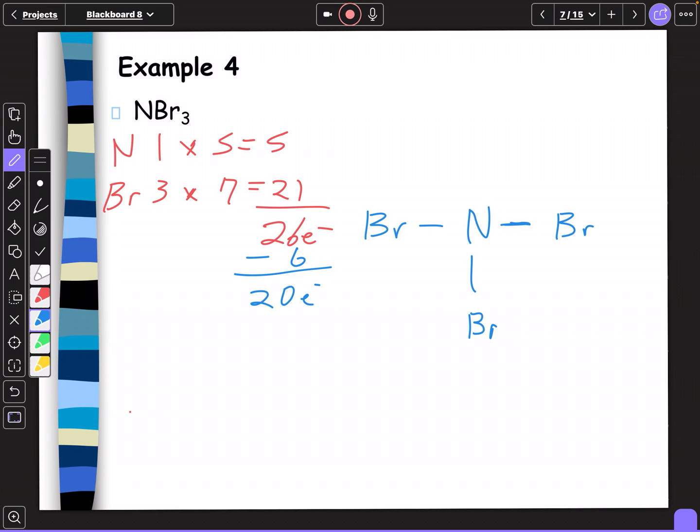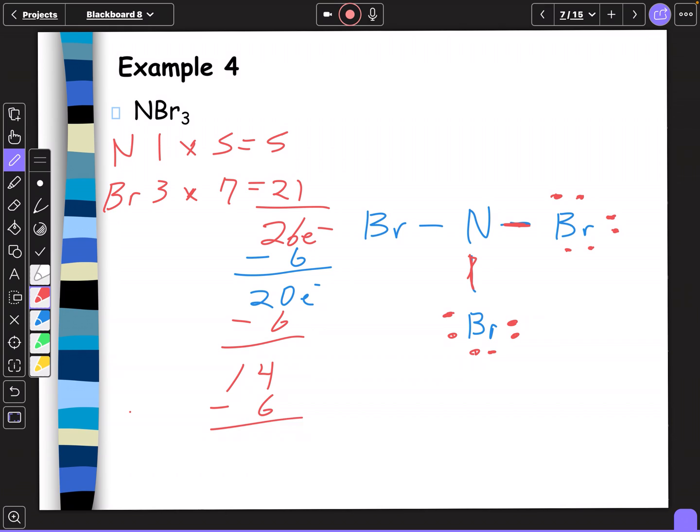So I'm going to start around the outside, fulfilling the octet rule. And remember, hydrogen only has to be surrounded by 2, but everything else has to be surrounded by 8. So I look at the bromine on the right. It's got 2 electrons around it right now being shared. It needs 6 more, so I'll put 6 of them right there. And 20 minus 6, I have 14 left. I go to the bottom bromine. It's got 2 around it with this line here. I'll put in 6 right here.